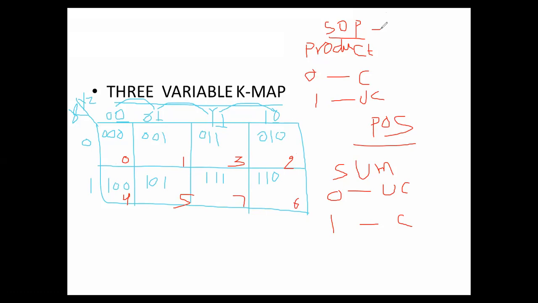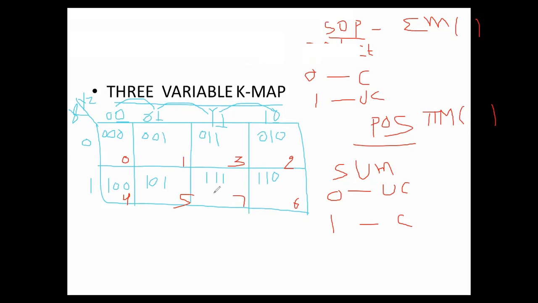This will be called min terms. Do you remember? Min terms, summation M of. We are taking like this. Here, POS, pi M of, capital M of, max terms. Do you remember? Now, in this three variable K-map, how are the groups formed?